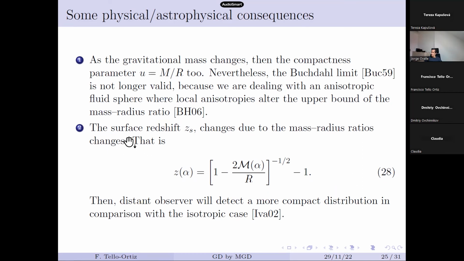Another thing is the surface redshift also is changing, because as you can see here in 28, the surface redshift depends on the compactness parameter, on the mass-radius relation. But now your mass depends on alpha. If you are varying alpha, if alpha is taking different values, it means that the gravitational mass is changing, then a distant observer will detect a more compact distribution in comparison with the isotropic case. We know that, but those are some of the consequences in applying gravitational decoupling by MGD.